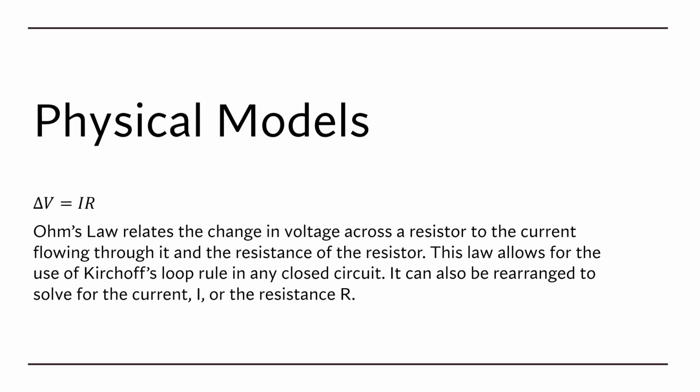Ohm's law relates the change in voltage across a resistor to the current flowing through it and the resistance of the resistor. This law allows for the use of Kirchhoff's loop rule in any closed circuit. It can also be rearranged to solve for the current I or the resistance R.